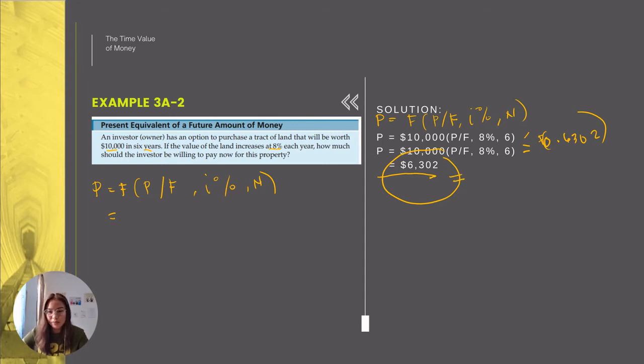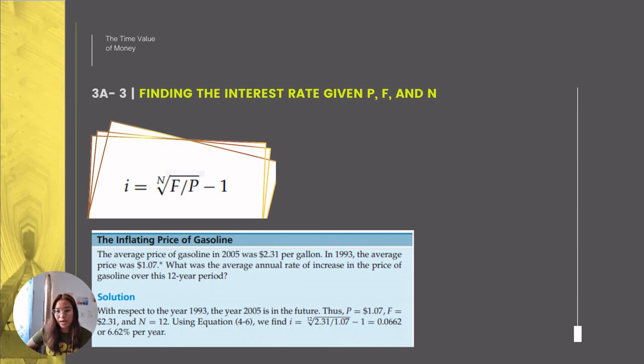Okay. Next, finding interest rate given P, F, and N. So we have this formula here where I is equal to the Nth root of F over P, minus 1. Okay? This formula is for situations in which we know two sums of money, P and F.